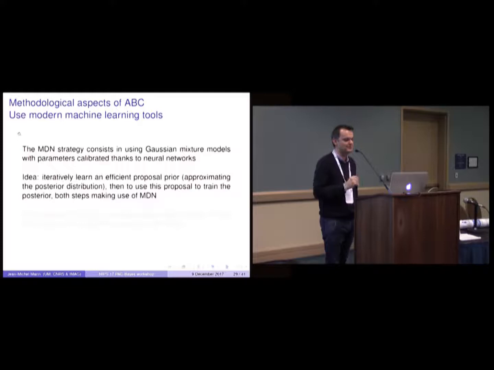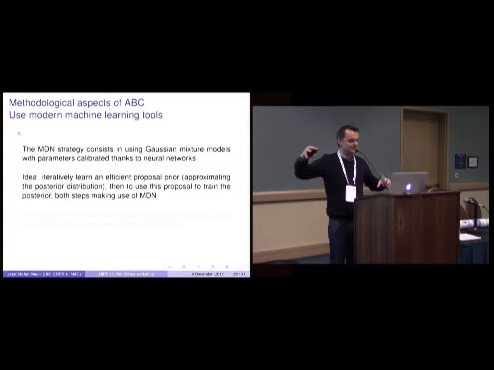approximating the posterior distribution, and then use this proposal to train the posterior. So in some sense, you localize by learning a prior with a network, a sort of autoencoder of things. And then you connect this prior to train the posterior using also a mixture density network.